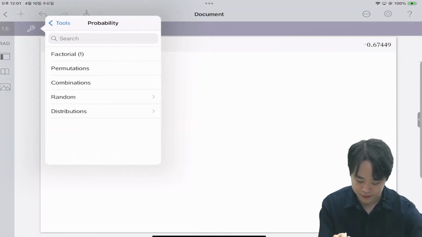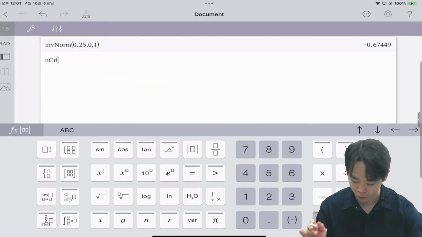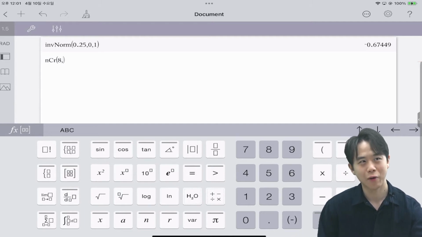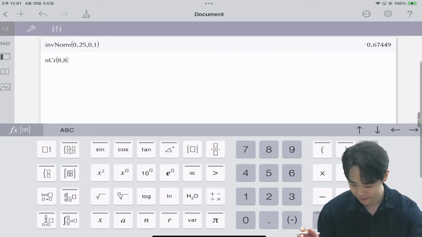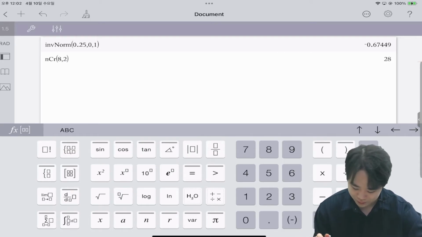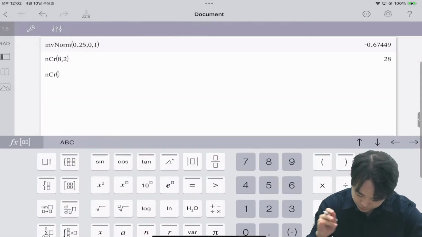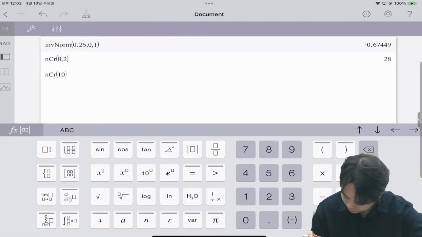So we have permutations and combinations. Combinations is where order doesn't matter. So I want to do 8 choose 2, right? Calculator, tell me how many ways are there to choose 2 things out of 8? So 8 choose 2 is going to be 28, as you saw earlier. And if we do 10 choose 2, combinations 10, 2, that's going to be 45, right?